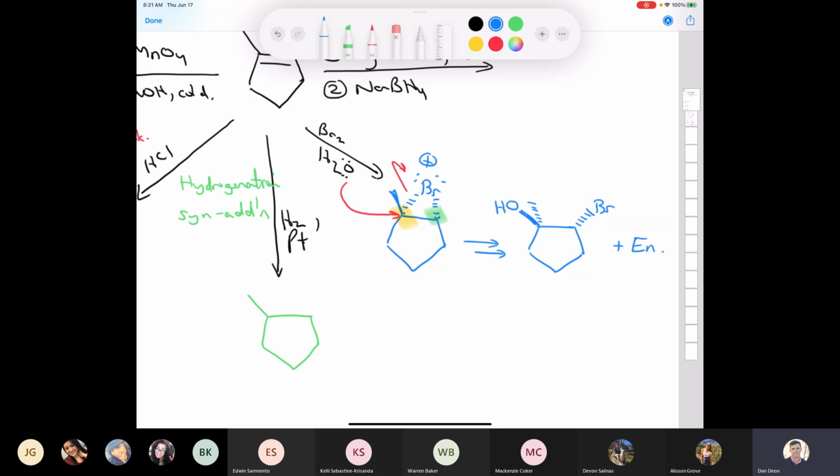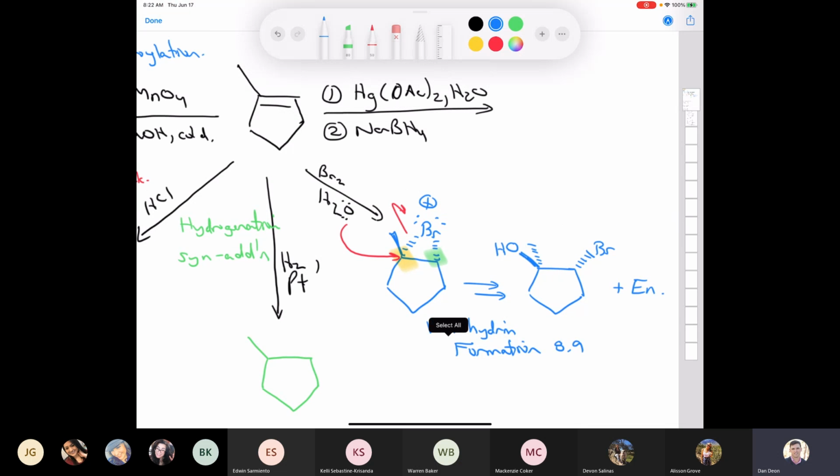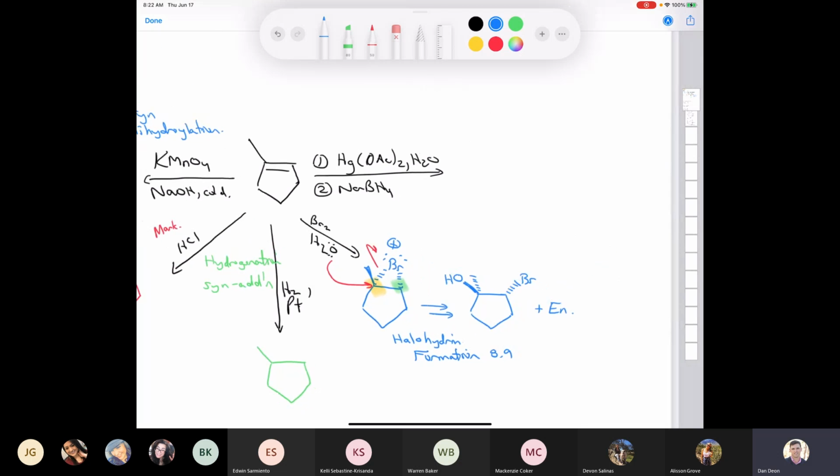Okay, so this reaction is called halohydrin formation. And halohydrin formation is covered in section 8.9. So if you want to review the mechanism and why we get the water coming in as a nucleophile and attacking the more hindered carbon, you could go and take a look at that.